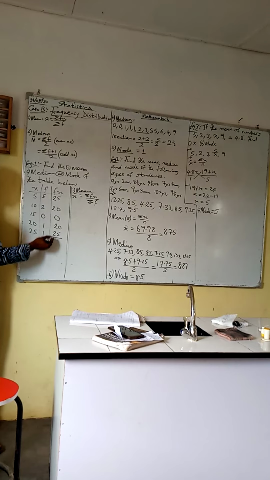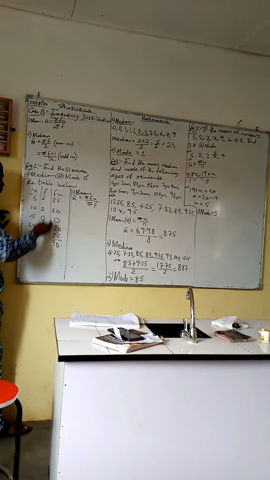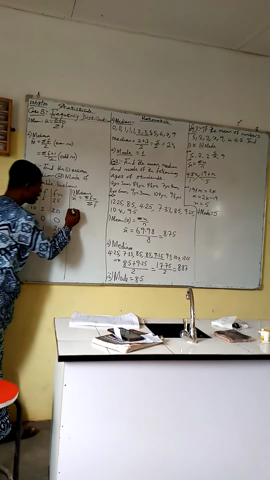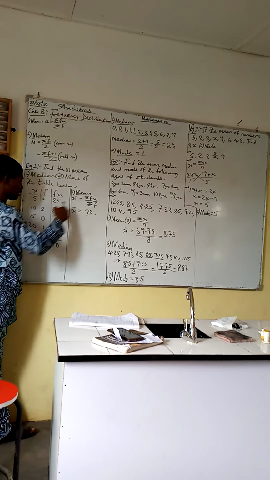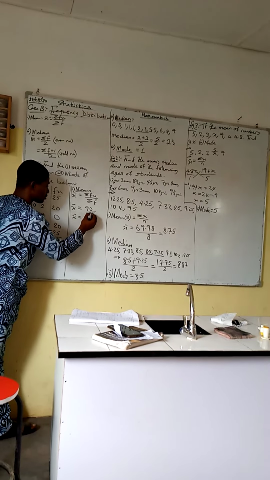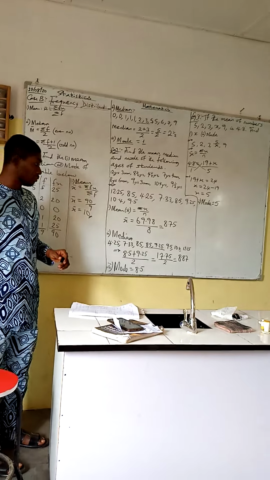Now we add up our fx. Summation of all our fx gives us 90. Summation of frequency is 9. Our mean therefore equals summation fx, 90, over summation f, 9, which equals 10. Any magic here? No magic. So we've got the mean.